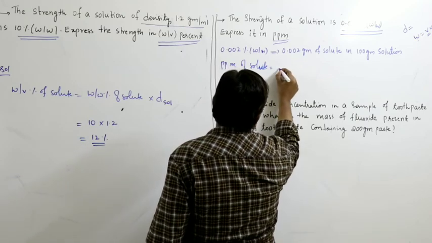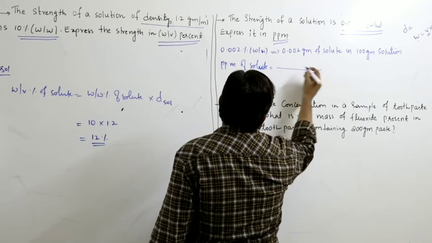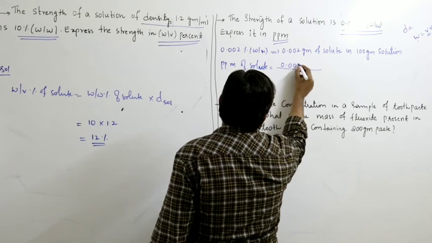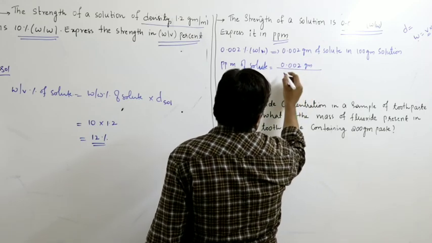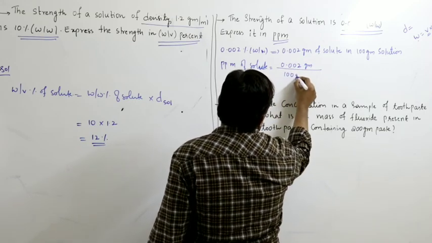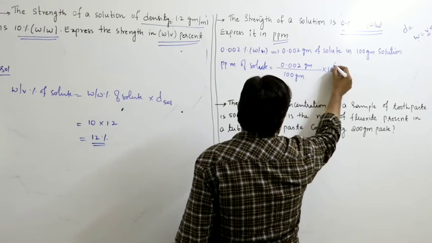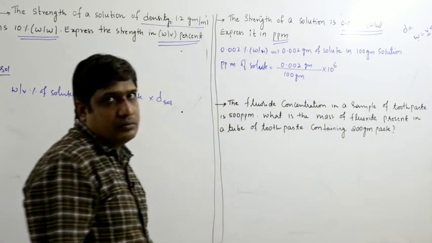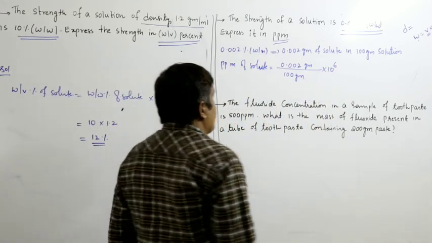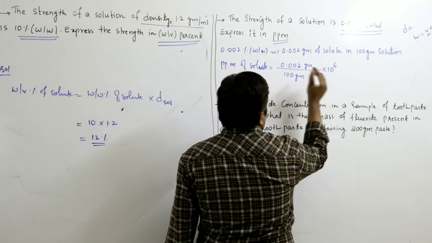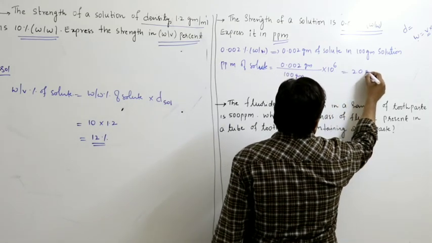Weight of solute, that is 0.002 grams, by weight of solution, 100 grams, into 10 power 6. So what do we get? 1, 2, 3, 4, 5. So you will get 20 ppm.